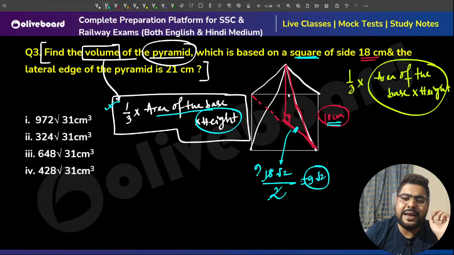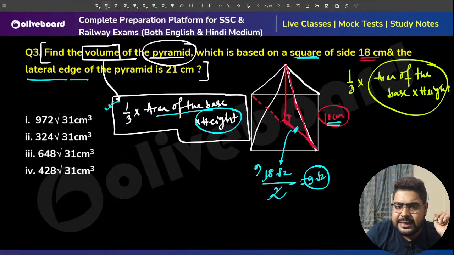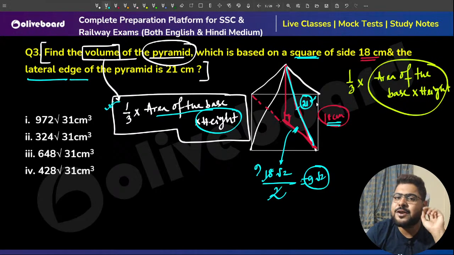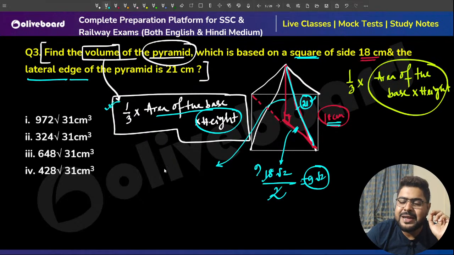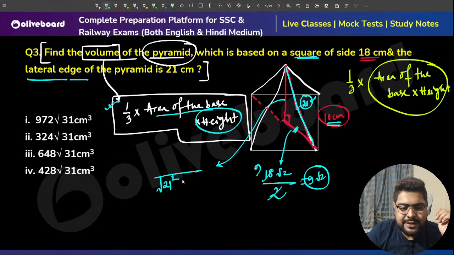So for height, the lateral edge or slant height, this is also called slant height, is this line. This is given as 21. I know the hypotenuse of the right angle triangle, I know the base. Can I figure out the height? Using Pythagoras, I certainly can. Root over of 21 square minus 9 root 2 whole square.